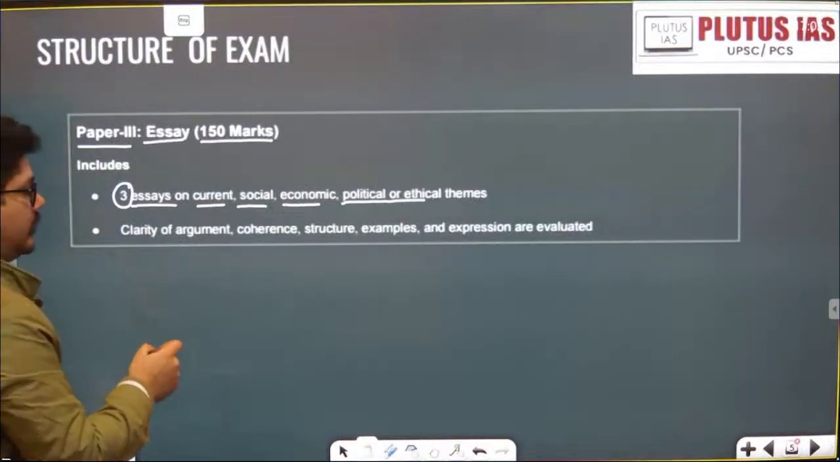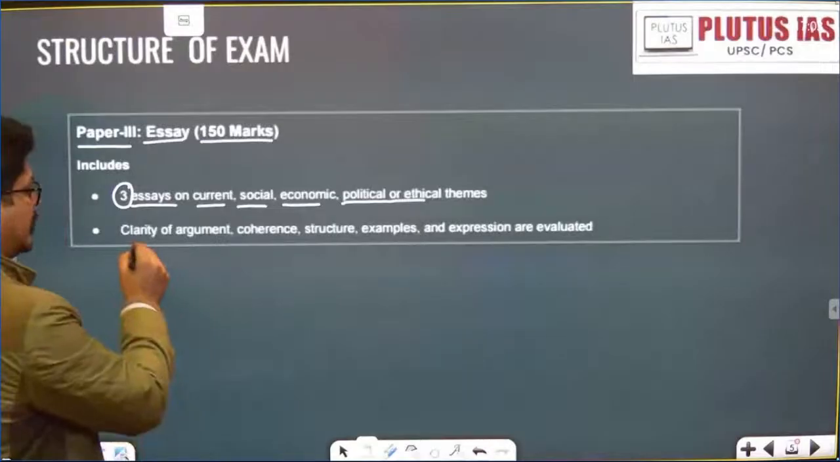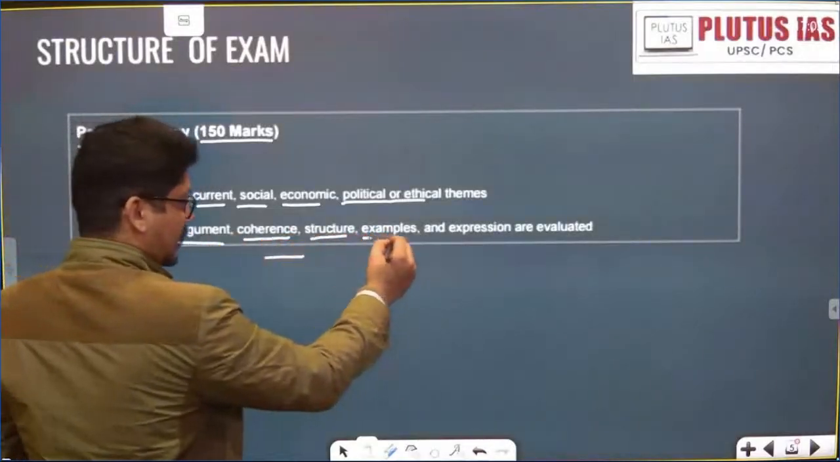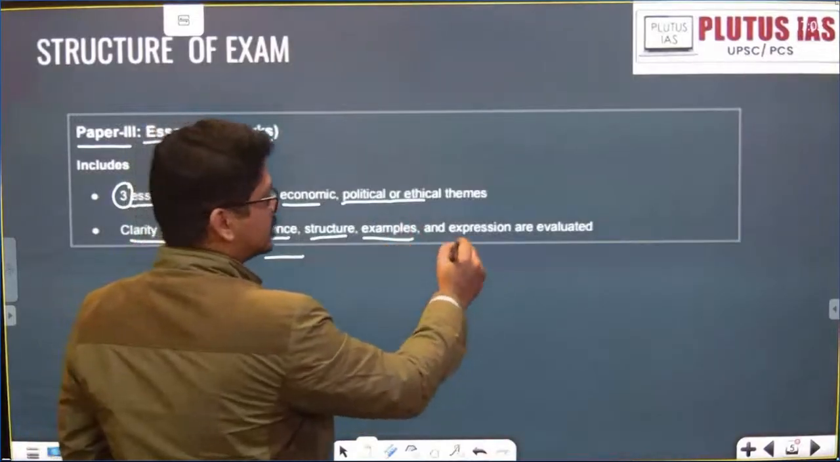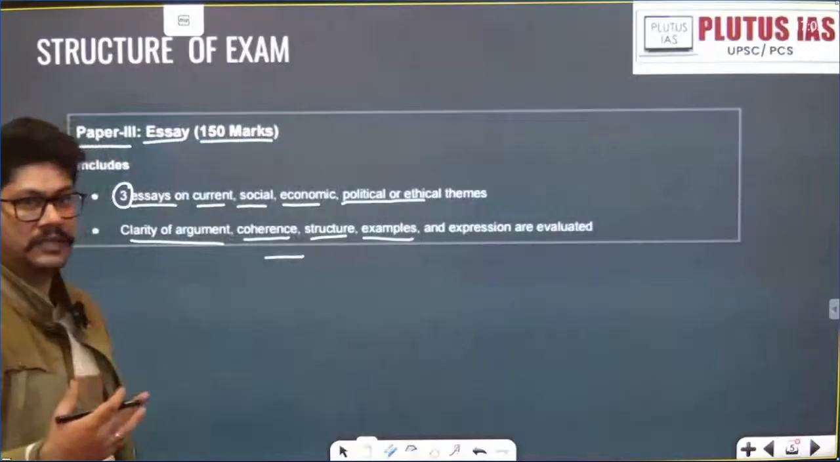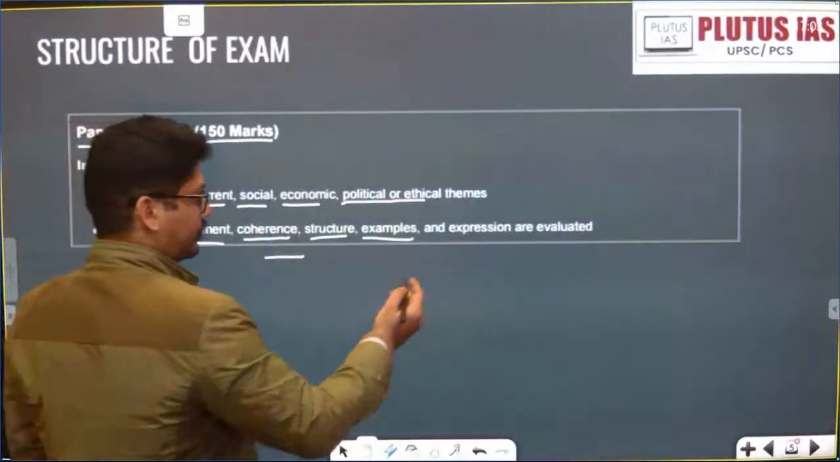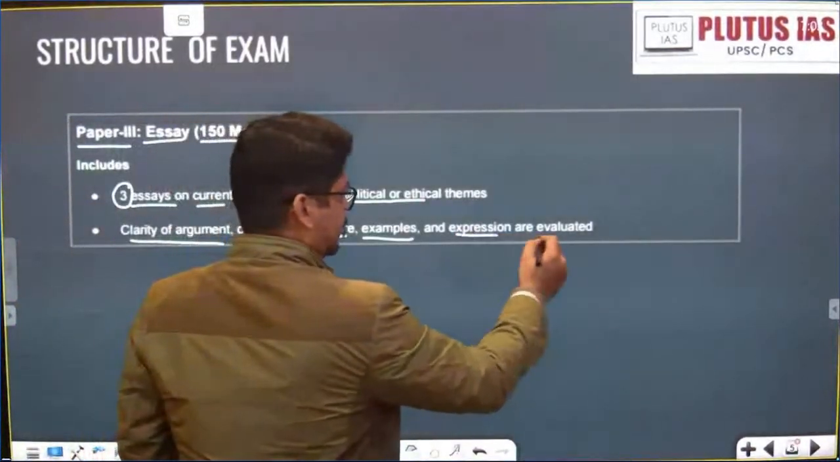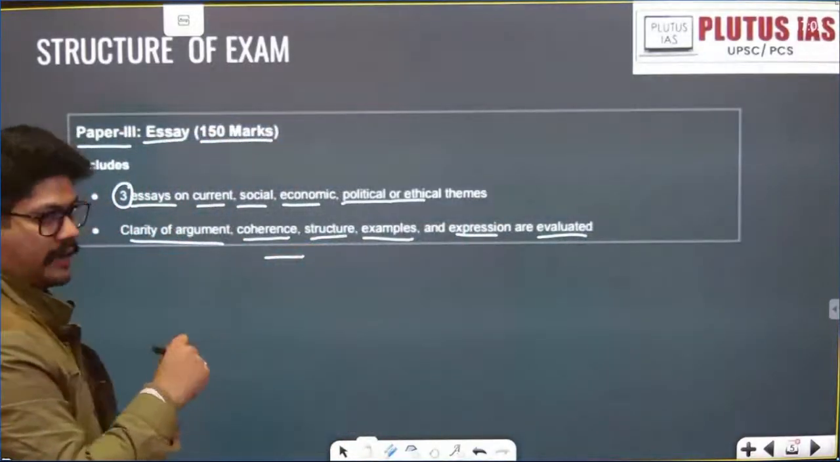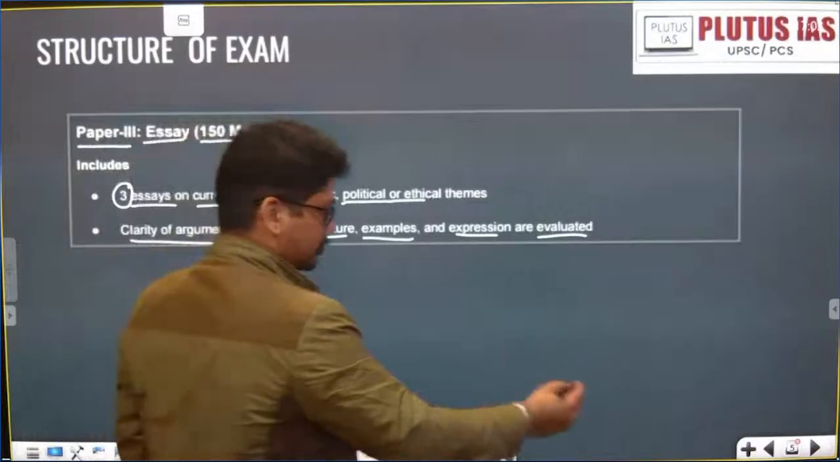This essay demands clarity of argument, coherence, structure, good examples, relevant current examples, and your expression, like the kind of language and vocabulary you are using. All these things will evaluate you. And if you prefer, you can write it in English or Punjabi also.